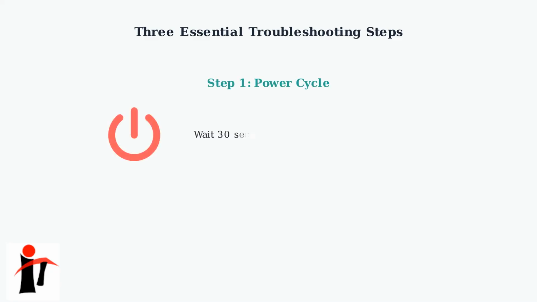First, power cycle your device by unplugging it for 30 seconds and then reconnecting it. This simple step resolves many temporary glitches by clearing the device's memory and resetting its state.